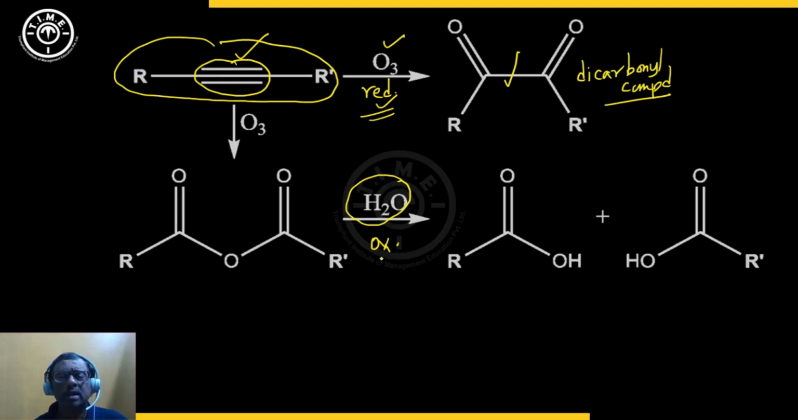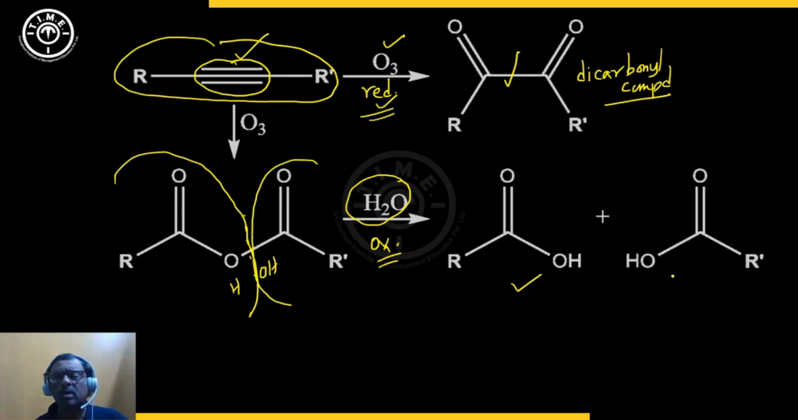This is oxidative ozonolysis. So this part, if you break, I put a hydrogen there and put an OH there. So this will become a carboxylic acid. That will also become a carboxylic acid. Clear? So two carboxylic acids you get upon oxidative ozonolysis. A dicarbonyl compound on reductive ozonolysis and two carboxylic acids upon oxidative ozonolysis. I hope this is clear.